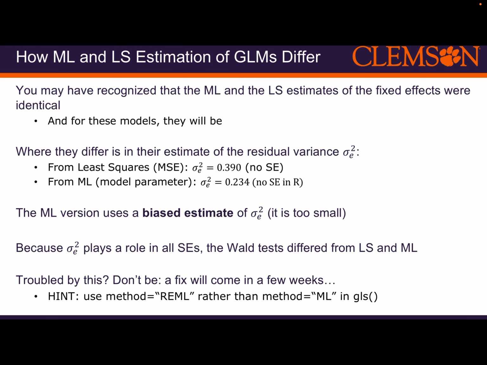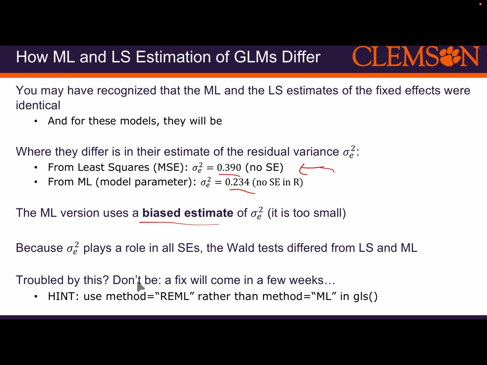Where they differ is in their estimate of the residual variance. In least squares, if we were to run this with the LM function, we would see the residual variance estimate to be 0.390, whereas in ML, it's 0.234, and that's because the ML version is a biased estimate. It's too small, right? And because sigma squared error plays a role in all standard errors, if this is biased, then we're more likely to reject those null hypotheses. And that won't be good either.